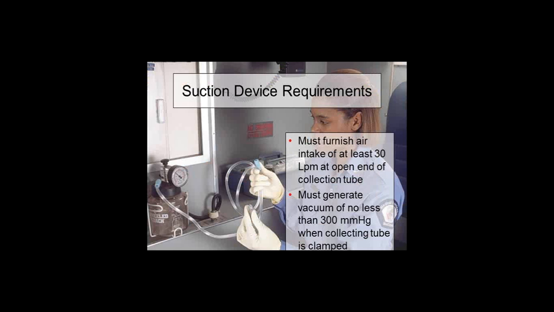Now, this person is testing the suction device. It needs to furnish an air intake of up to 30 liters per minute at the open end of the collection tube, and it must generate a vacuum of no less than 300 millimeters of mercury when the collecting tube is clamped. So that's what they're doing, trying to test this out and make sure it works appropriately.